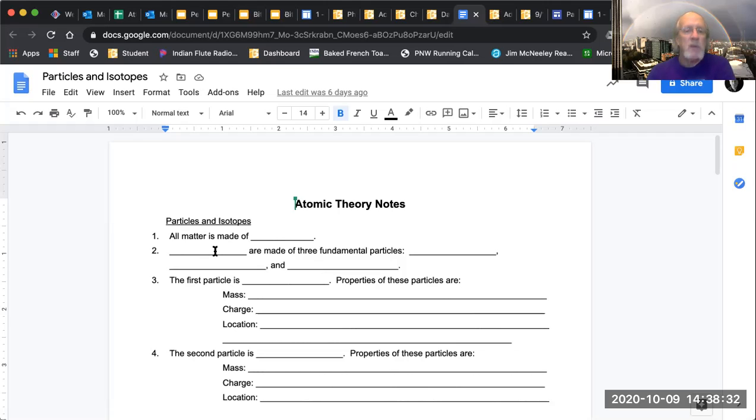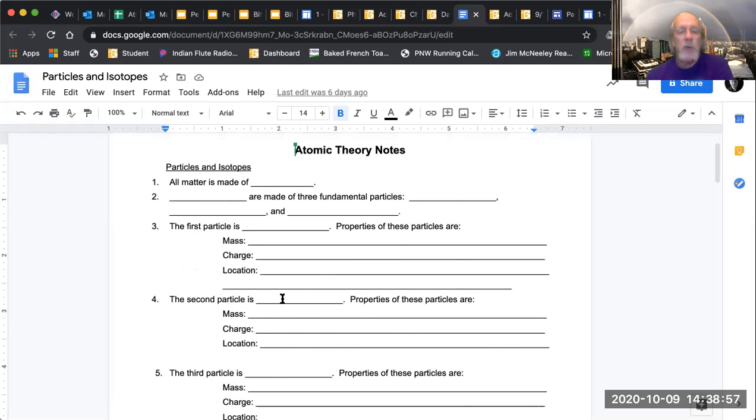Atoms, number 2, are made of 3 fundamental particles: protons, neutrons, and electrons. The first particle is the proton. Properties of the proton: its mass is just one AMU, atomic mass unit. The charge is +1. And its location is in the nucleus at the center of the atom.